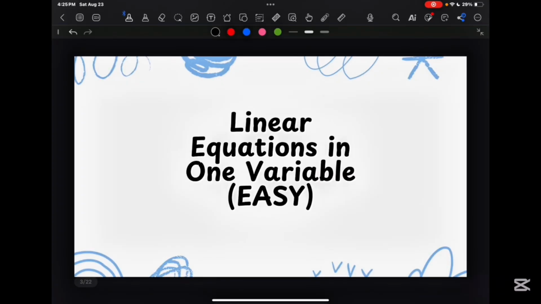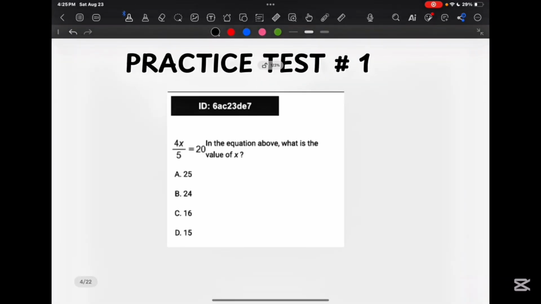Now, linear equations in one variable, the easy portions. Okay, this is the first one. 4x by 5 equals 20. In the equation above, what is the value of x? We are asked to find the value of x. So what you can do is multiply this 5 with 20, and then we can divide this value by 4.